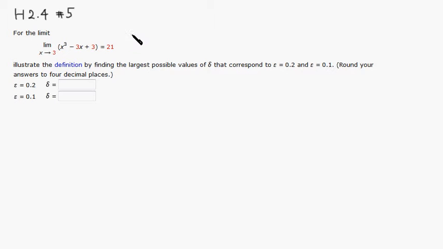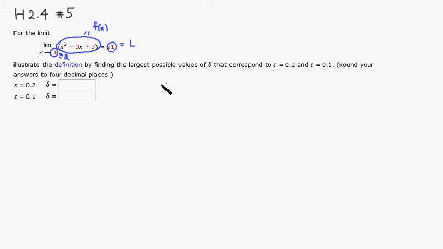Okay, let's look at homework 2.4, number 5. Here is the function x cubed minus 3x plus 3, so that's our f of x. Then 21 is the limit value, so that's our L. And of course 3 is our a.